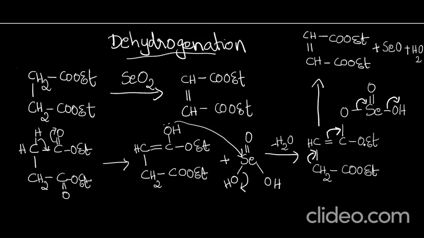In total, one of the hydrogens from this beta hydrogen and OH from this selenium are eliminated, that is H2O gets eliminated and selenium oxide, Se double bond O, gets eliminated and we get CH double bond CH COOEt twice as the final product. That is the mechanism of dehydrogenation.